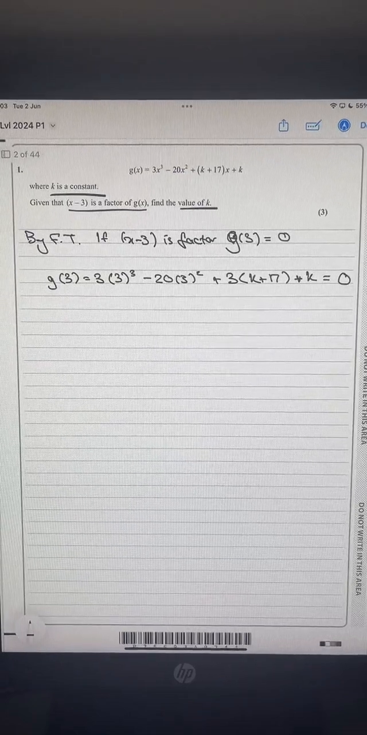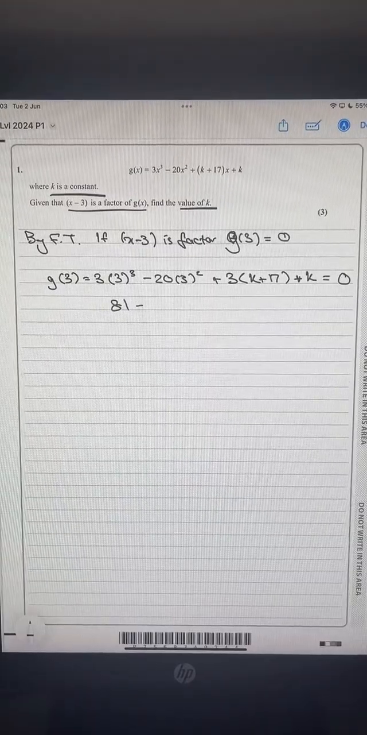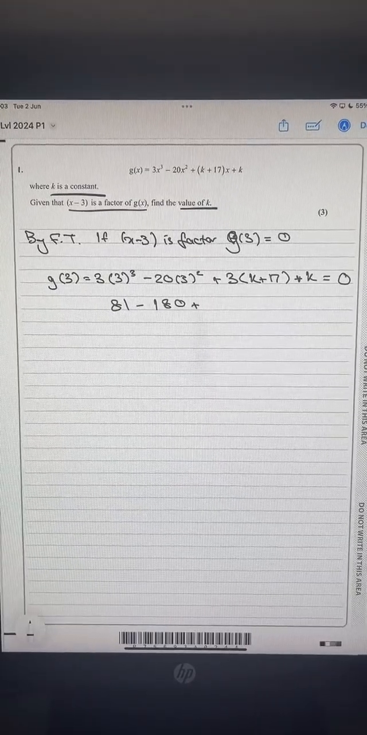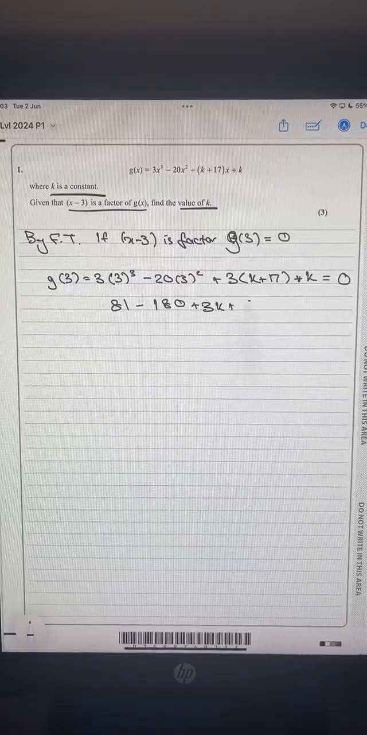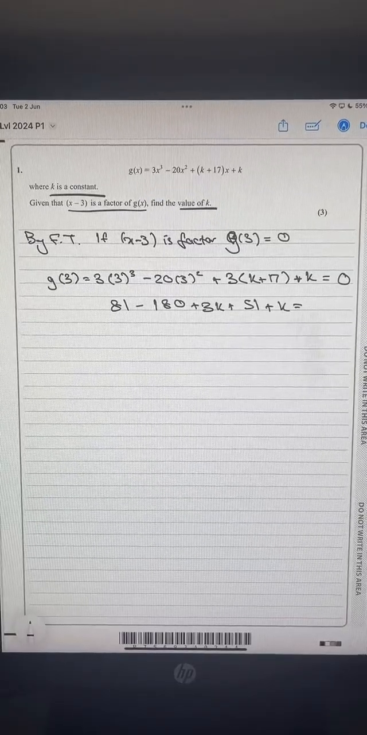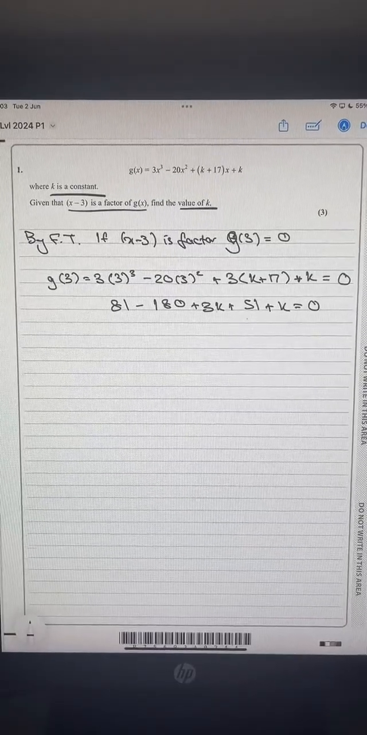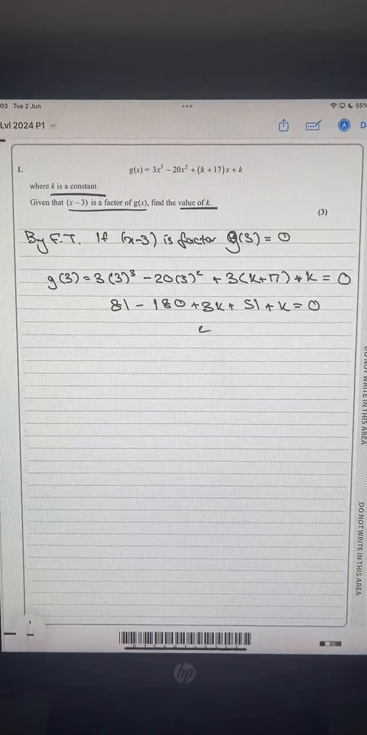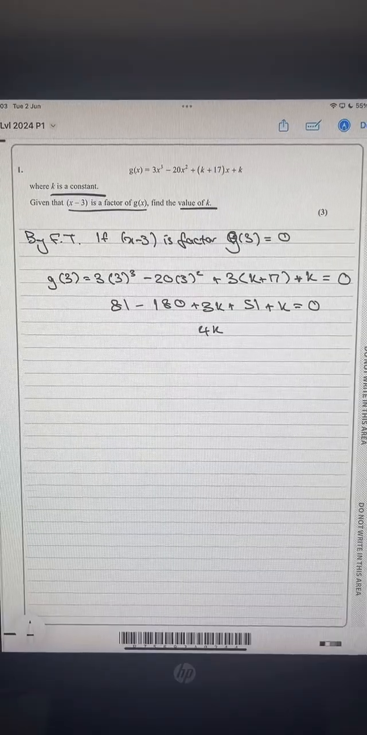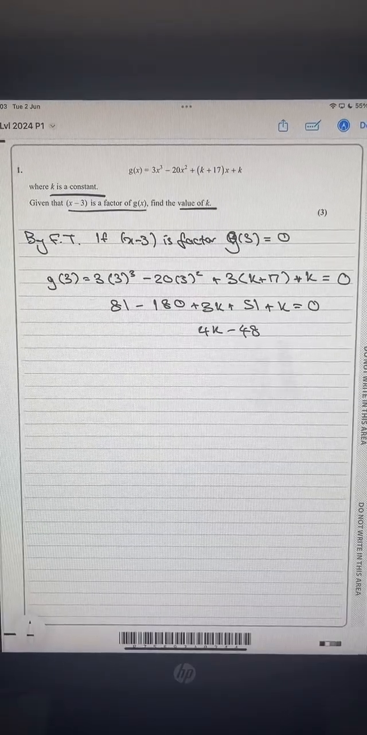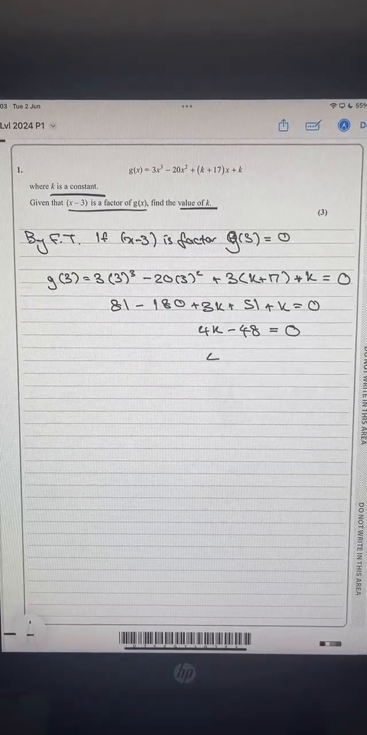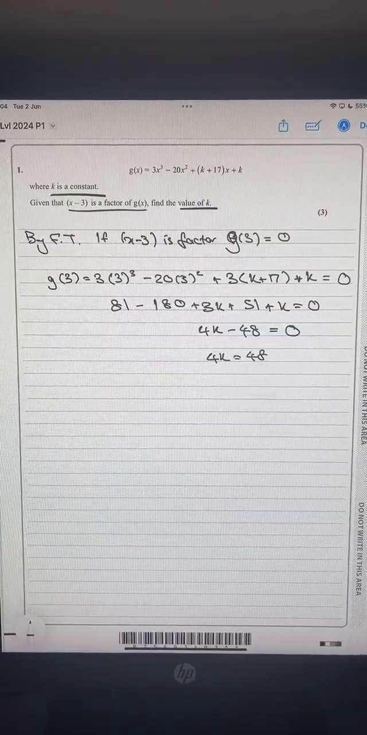So if I put this into my calculator and evaluate that, that's 3 times 27, that's 81, minus 20 times 9, that's 180, plus 3k plus 51 plus k is equal to 0. And then I have 3k plus k is 4k. And then 81 plus 51 minus 180 is minus 48. And that's equal to 0. So 4k is equal to 48. Therefore, k is equal to 12.